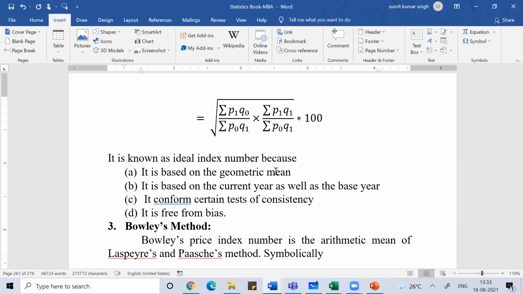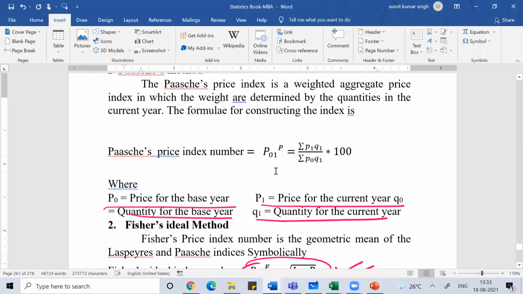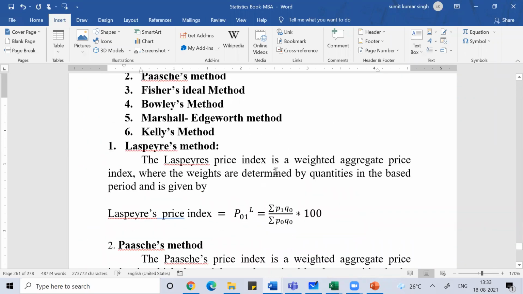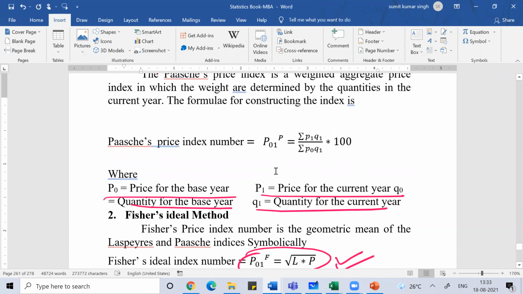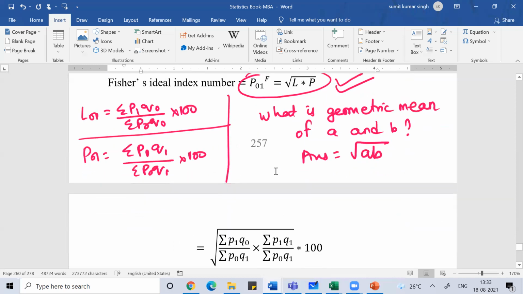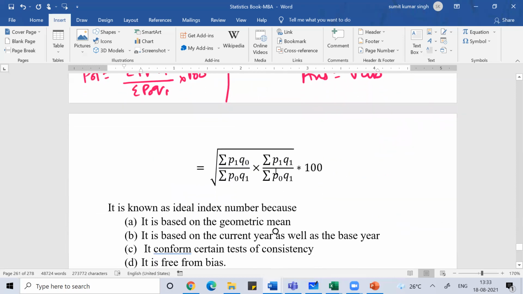So I hope you understood this part, right? You understood what is Laspeyres and the formula for Laspeyres. You understood the formula of Paasche, right? So if you multiply them and take the square root of that value, we call that the Fisher ideal index number. Anyone, any doubt?